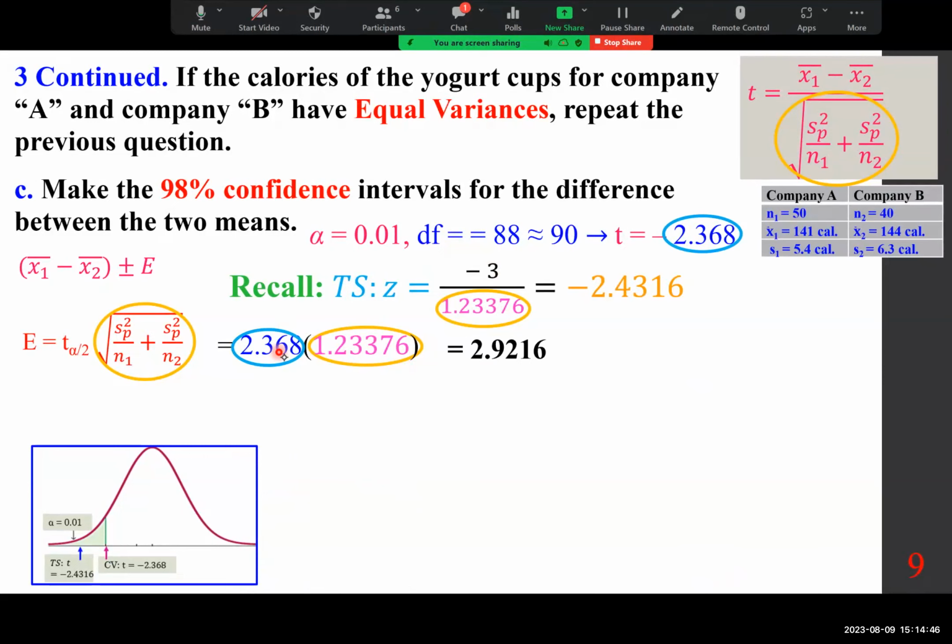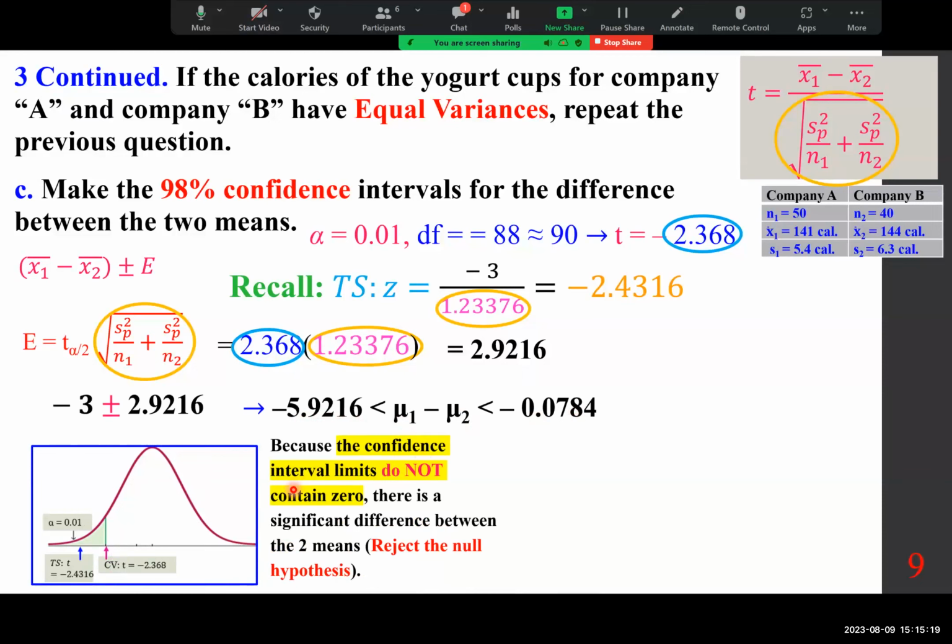Now we want x1 bar minus x2 bar. This is the numerator here, -3. So -3, add and subtract this number. And so mu1 minus mu2 is between minus 5.9216 and minus 0.0784. Both limits have the same sign. That's the idea, negative or positive. They both have the same sign, which means 0 is not included.